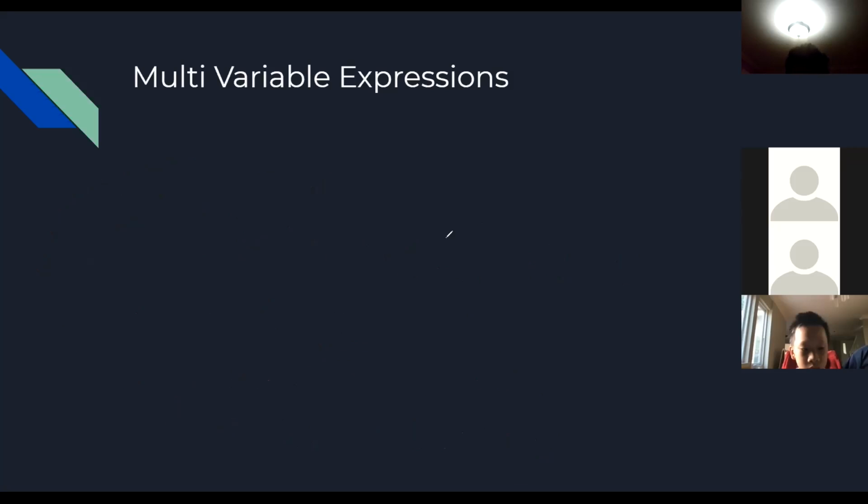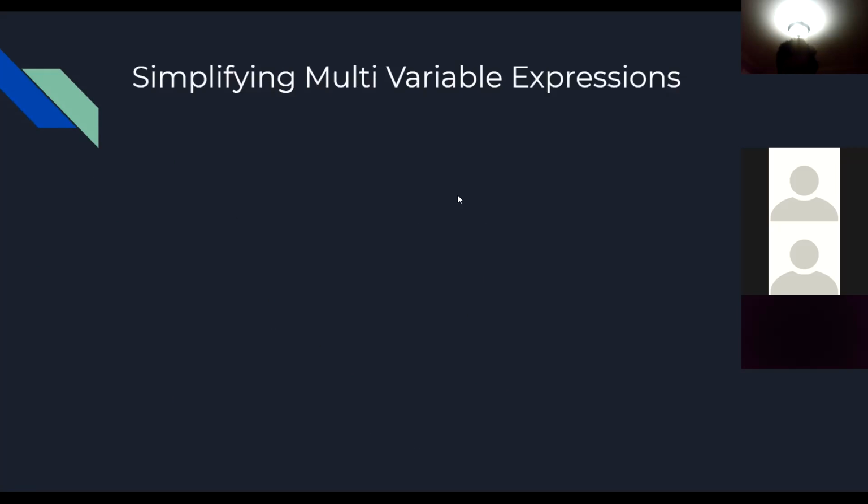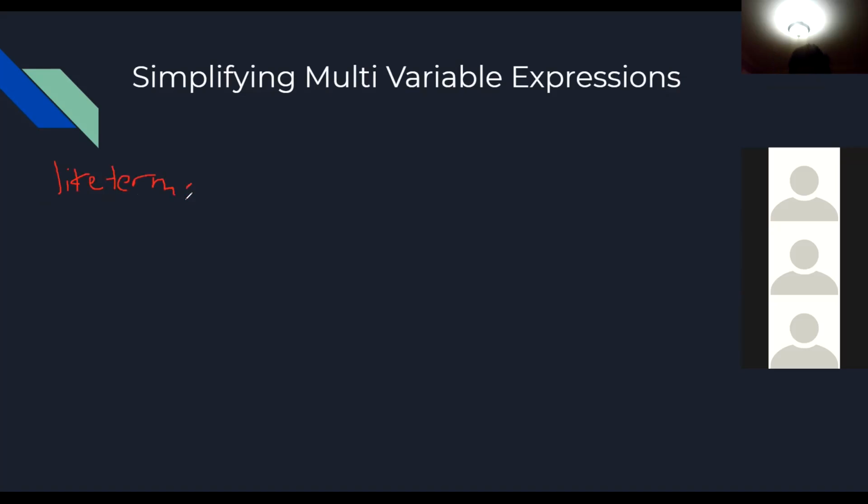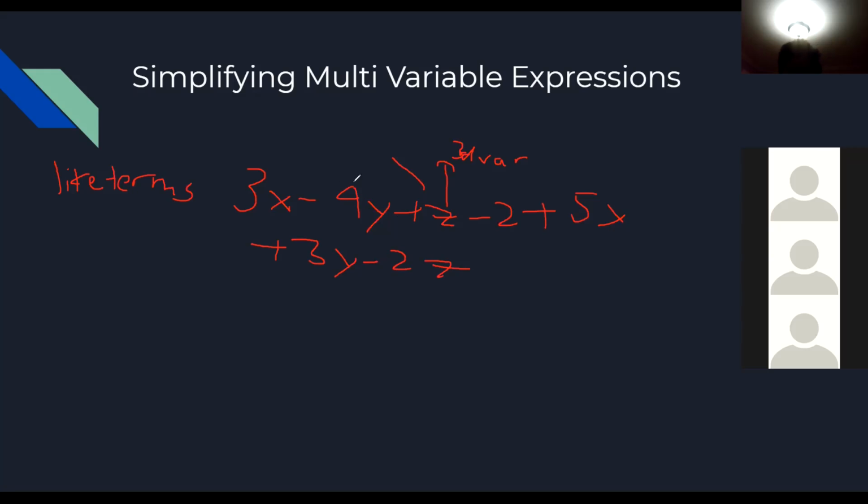Now that that's covered, we now need to simplify these multivariable expressions. So we have a few ways we could simplify. One way is combining like terms, as I discussed before. So if we had an expression such as 3x minus 4y plus z, which is a third variable that works the same way as the other two, minus 2 plus 5x plus 3y minus 2z, then we have to combine like terms.